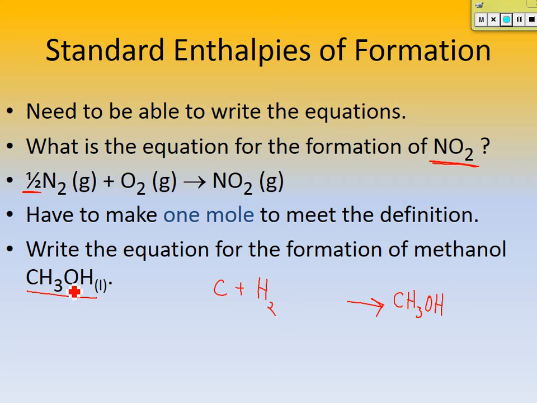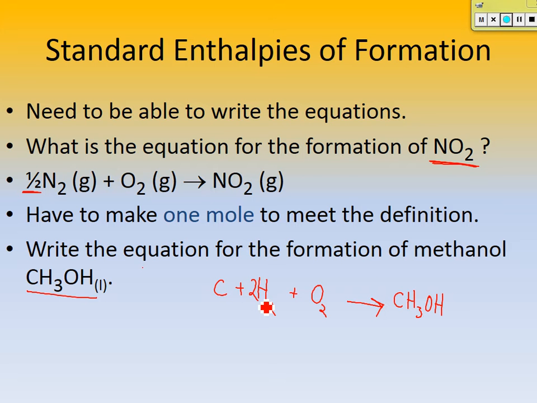And what other element do I need? Oxygen. Okay? So I'm going to have oxygen. But is it diatomic? It is diatomic, so we've got to remember to put a little subscript 2. Now we're pretty much done. That's what makes methanol. But are we balanced? We're not. Are we balanced in terms of the carbons? We are. How many hydrogens do I have? 4. So I need 4. How do I get 4? I'm going to have to react 2 moles of hydrogen.